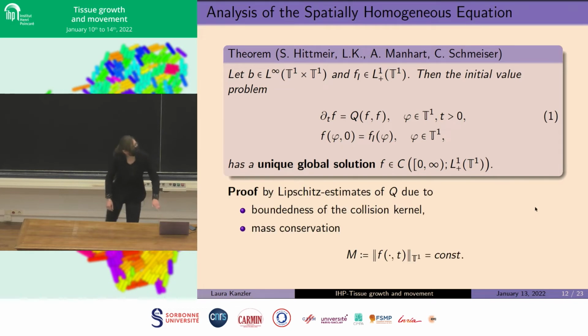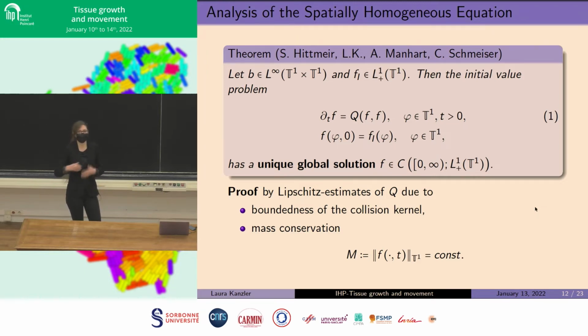So what are the main ingredients of the proof? Actually, quite simple, because the boundedness of the collision kernel plays an essential role, as well as mass conservation. This I didn't say before, but of course the total mass of the bacteria is a conserved quantity. With this, we were able to perform Lipschitz estimates on the collision operator, which then lead by a big argument to existence of a solution. That we have mass conservation also means that the uniform distribution is an equilibrium of the system.